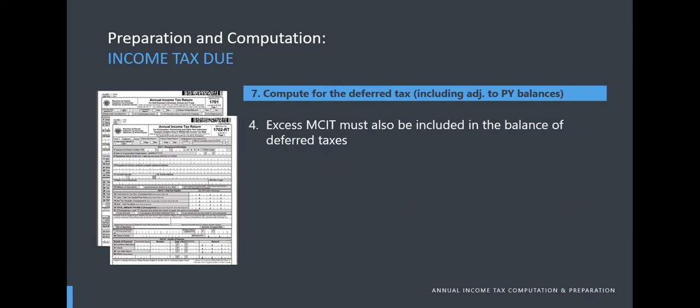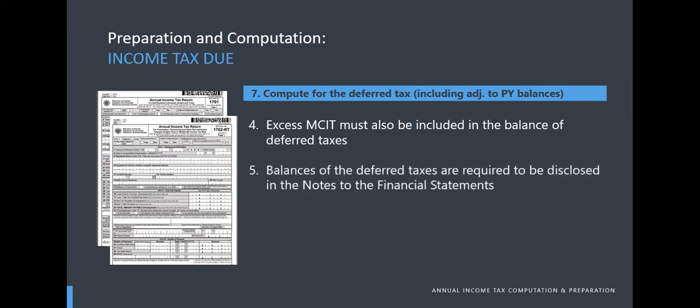Okay, excess MCIT must also be included in the balance of deferred taxes. So, by nature, MCIT is also a deferred tax. NOLCO is a deferred tax kasi saan siya galing? Sa expense din naman siya galing. So, balances of the deferred taxes are required to be disclosed in the notes to the financial statements.